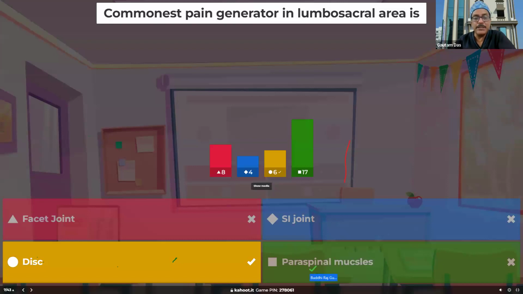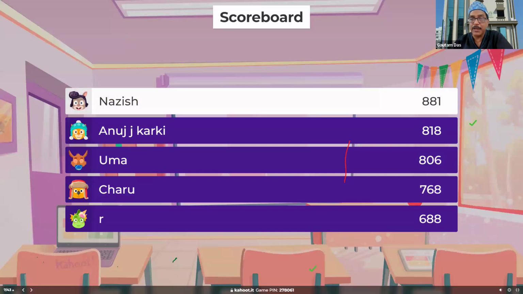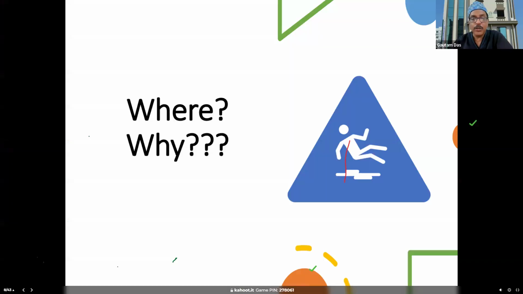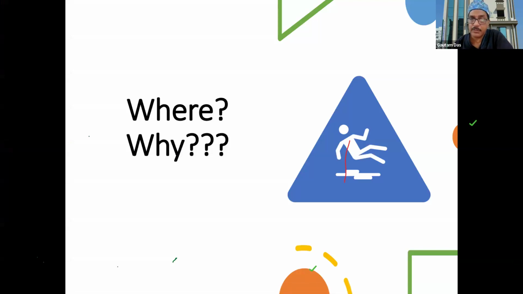The major pain generator in the back is the disc. Though recent studies are telling that paraspinal muscles are also very important, still, whatever the available data is, we can call the disc the most common pain generator in the back. Others are also important, but the most important structure is the disc.